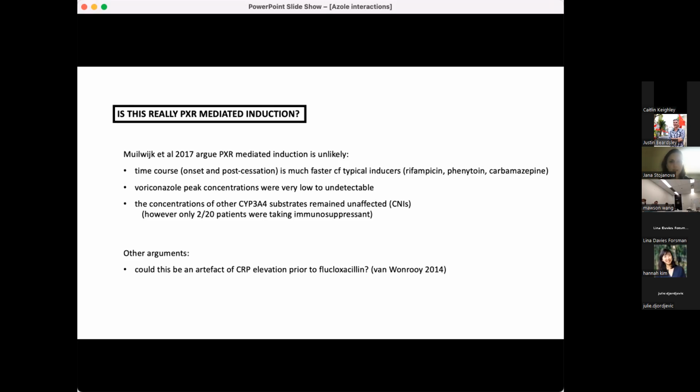Voriconazole peak concentrations in their set for some patients, so that was the 11 of 20, were very low and sometimes even undetectable. So this is again unusual because when we see this induction, it takes about 2 to 3 weeks to see it, and then the effect on the drug that's being affected is typically something like a 50% change in AUC.